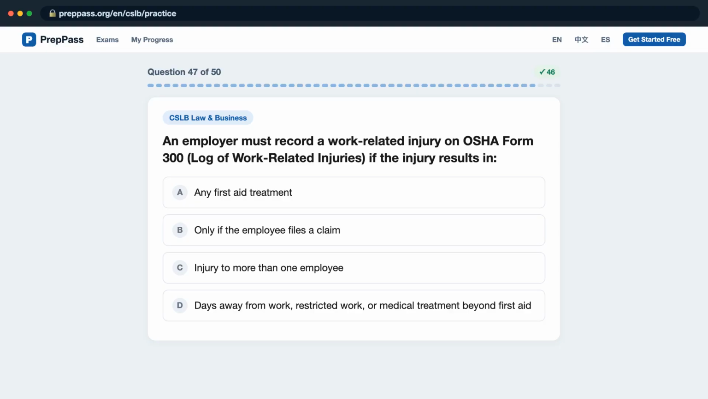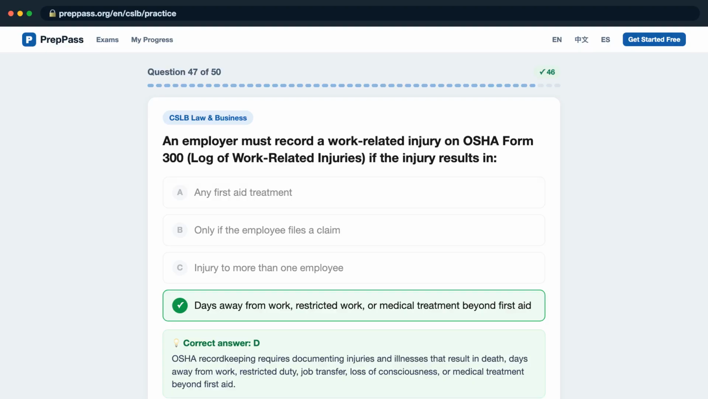Question 47. An employer must record a work-related injury on OSHA Form 300, log of work-related injuries, if the injury results in, is it A, any first aid treatment? B, only if the employee files a claim? C, injury to more than one employee? D, days away from work, restricted work, or medical treatment beyond first aid? The correct answer is D. OSHA record-keeping requires documenting injuries and illnesses that result in death, days away from work, restricted duty, job transfer, loss of consciousness, or medical treatment beyond first aid.